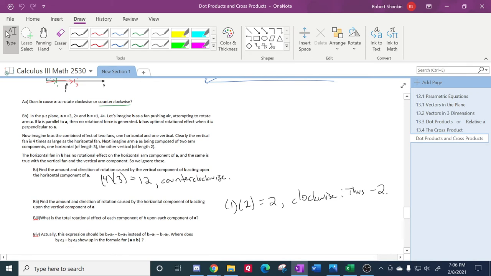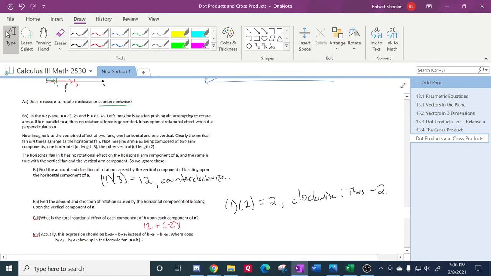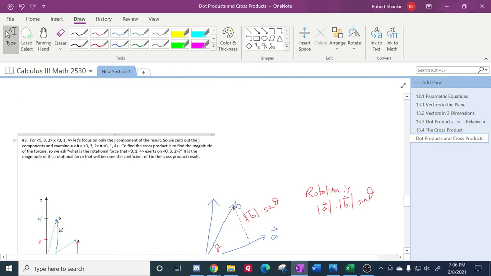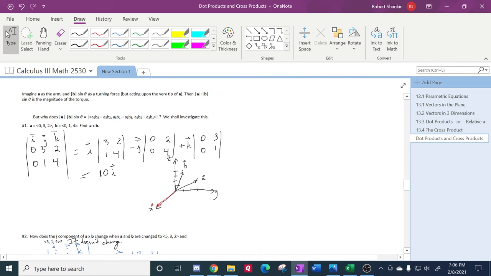We add them together. The 12 plus the negative 2. They're going in opposite directions. The big fan is pushing us in the positive direction. The little fan on a little arm is pushing us in the opposite direction. And notice we get exactly the same answer, 10, that we got when I took this cross product way back up here. We got 10i. That was the rotational effect right here.